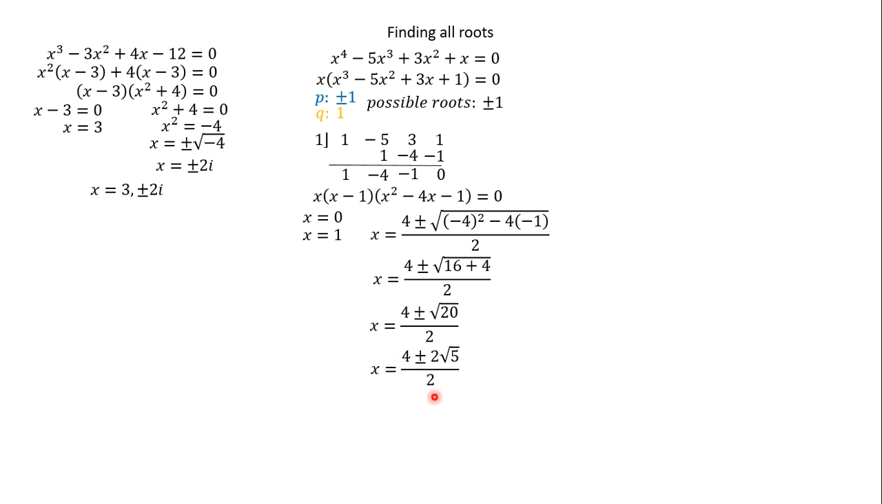And then we can simplify. 4 over 2 is 2, and the 2 over 2 is just 1, so we'd end up with 2 plus or minus root 5. So this is 2 roots. We have 2 plus root 5 and 2 minus root 5. Then we also have 0 and 1 to give us 4 roots.